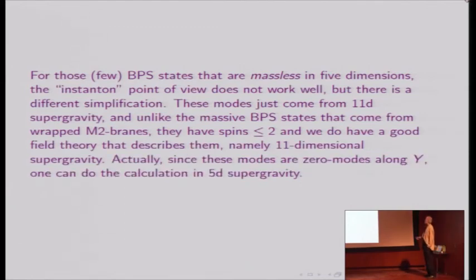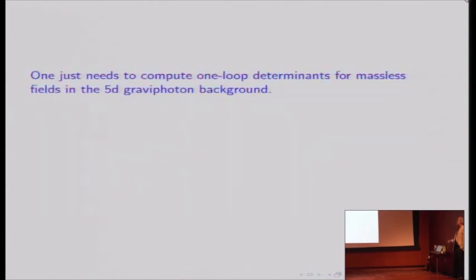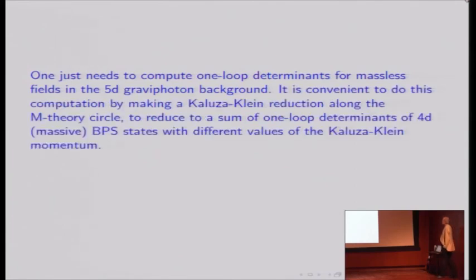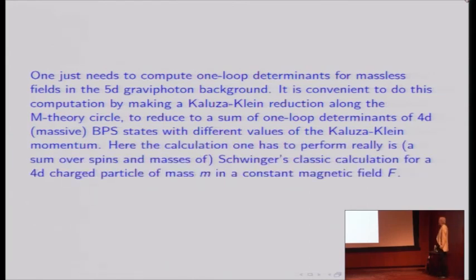And actually, since they arise as zero modes along y, which is why they're massless, you can do the calculation in 5-dimensional supergravity. So to study the massless modes, you compute one-loop determinants in the 5-dimensional graviphoton backgrounds. You can conveniently do this computation by reducing to 4 dimensions on the M-theory circle. So then you have to calculate 4-dimensional one-loop determinants of massive BPS states with different values of their mass. And here the calculation really is a sum over spins and masses of Schwinger's classic calculation for a 4D charged particle of mass m in a constant magnetic field.